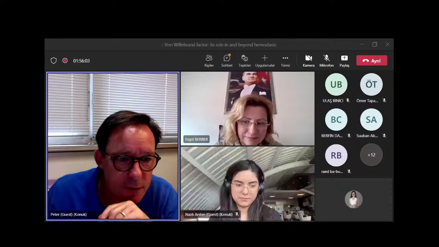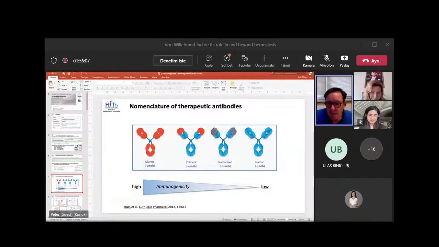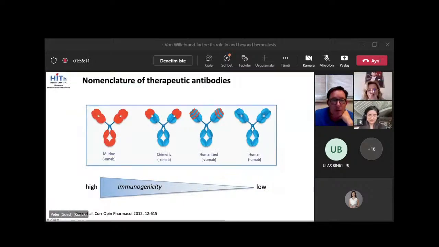So here is the slide. This is the nomenclature of antibodies. If you have UMAP, then it's a fully human antibody. If you have ZUMAP, then the whole antibody is human except for the variable regions, the CDRs, I need to say. If you have XIMAP, for instance, abciximab, which is an anti-2B3A antibody, ReoPro, which I think is the other name, then everything is human, but they have not changed the variable domains. And if you have a fully murine antibody, then it's an OMAP.